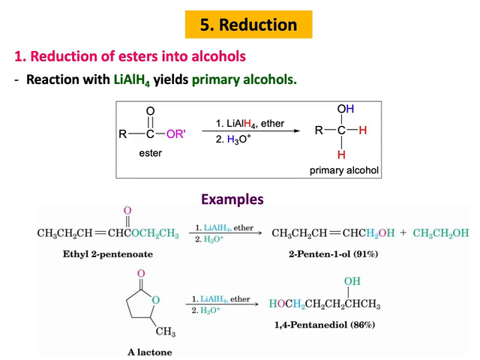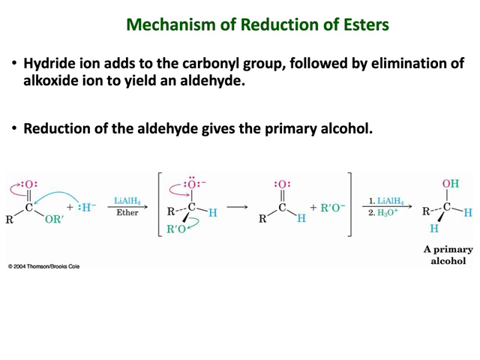Next is reduction. Reduction of ester to form alcohol. Reduction with lithium aluminum hydride yields primary alcohol. This is a very strong reducing agent. This is the mechanism for reduction of ester. The reduction of the ester gives the primary alcohol, and lastly you will get the primary alcohol.